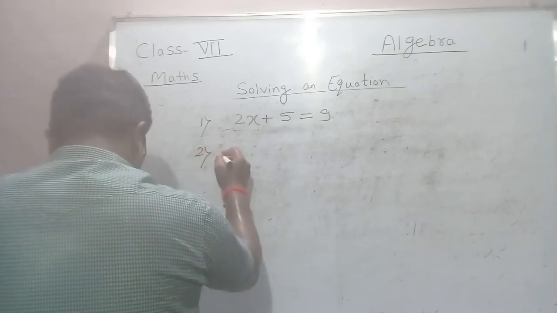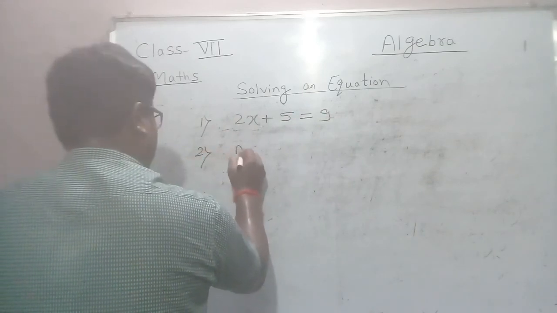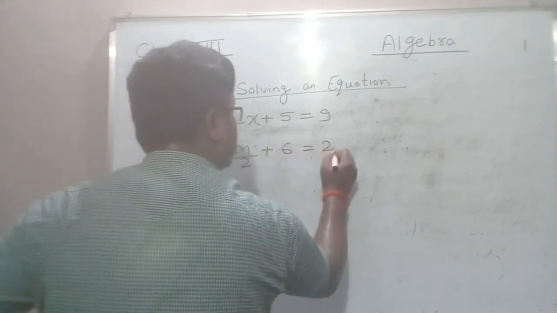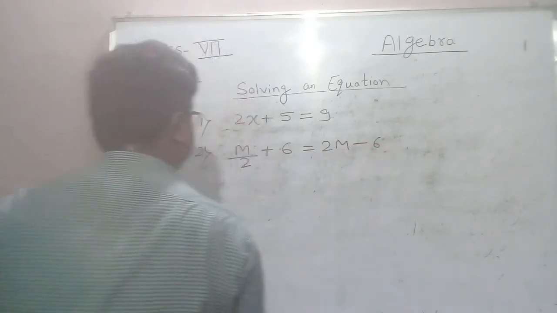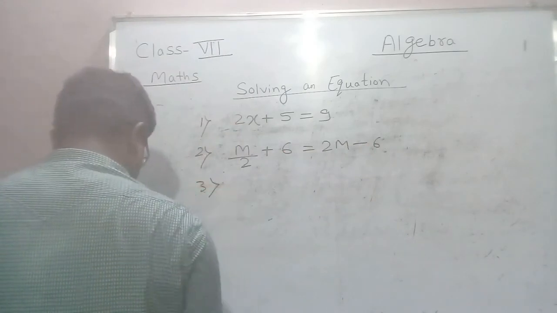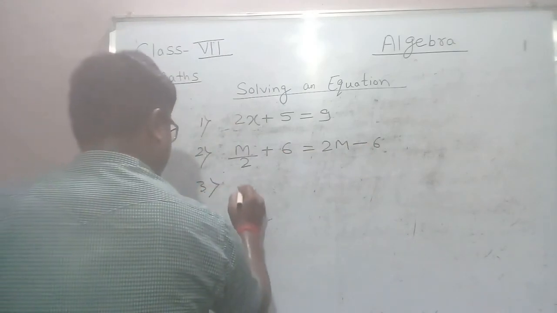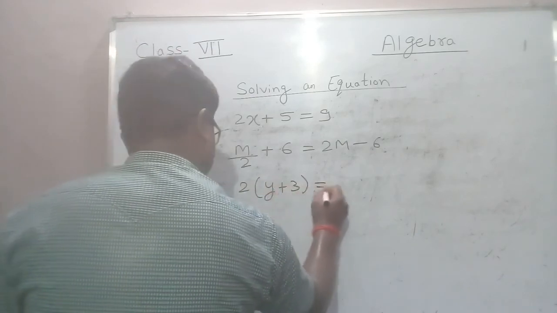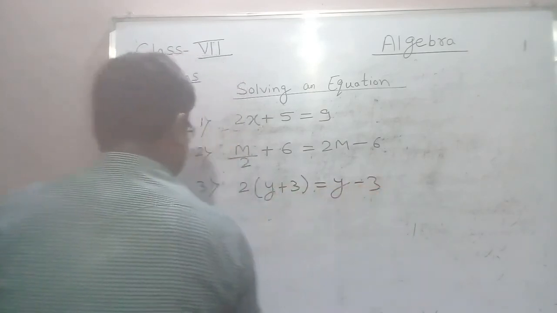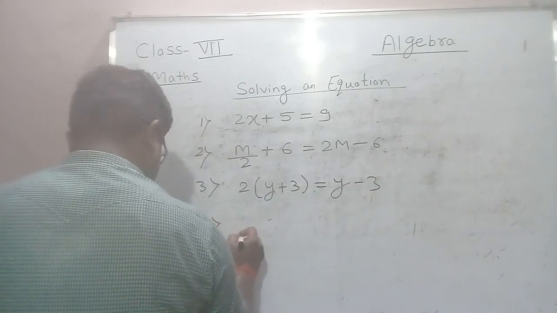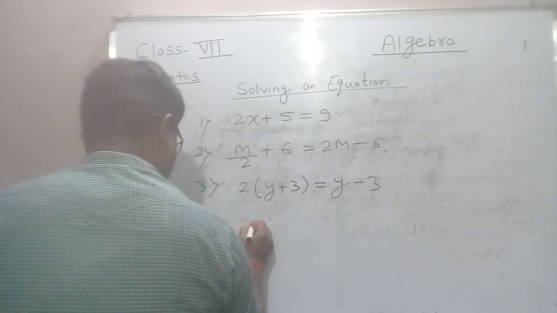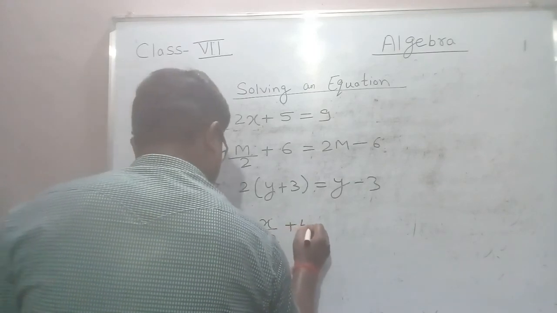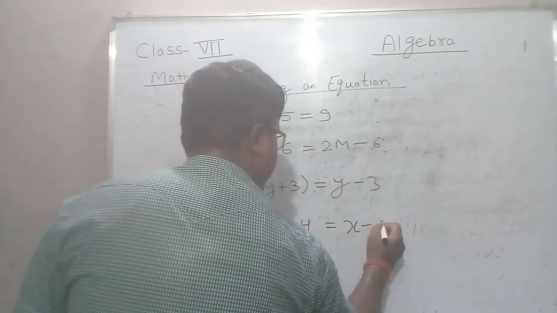Question number 2: m upon 2 plus 6 is equal to 2m minus 6. Question number 3: 2y plus 3 is equal to y minus 3. Question number 4: 9x upon 12 plus 4 is equal to x minus 8.